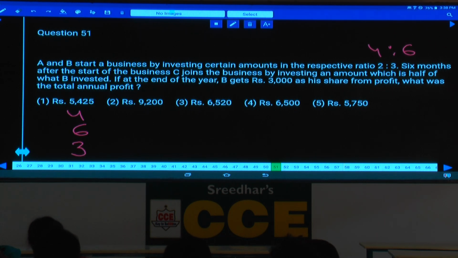Okay. A and B started, so will be there for 12 months. When did C join? After 6 months. So C will be there for 6 months.